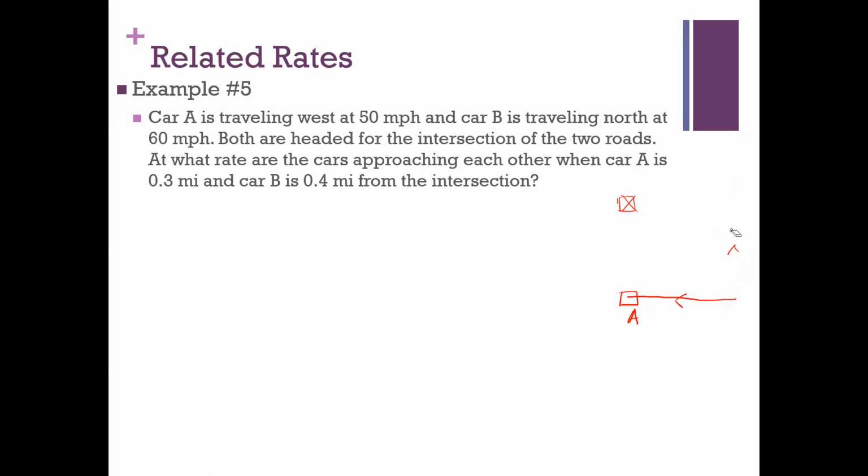See, now I'm getting tripped up. That means A is here, right? And B is here. A is traveling west towards it. B is traveling north towards that X. Okay, now I feel better.